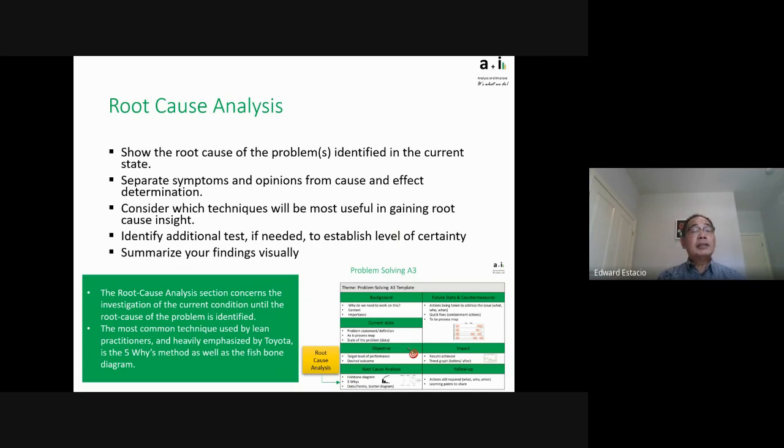Identify additional tests, and let's summarize those findings visually. We may come up with multiple root causes, but let's make sure we come up with the real ones that have the biggest impact on the problem or the opportunity. So it involves the investigation of the current condition until the root cause of the problem is identified. Sometimes even just asking 5 whys, you could come up with the root cause, or if not, cause and effect matrix, or using Pareto charts, for example.